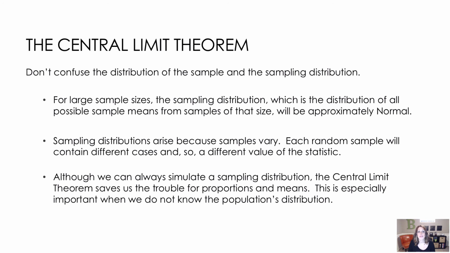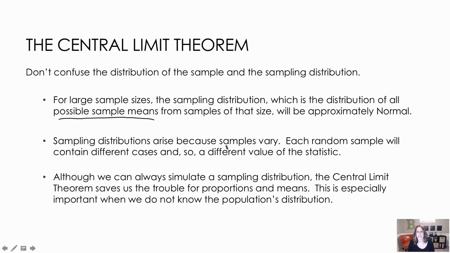So just a couple of pitfalls before we move forward and actually do some practice with this. And again, once we start to do some practice, it should make a little bit more sense to you if it's not quite coming together for you yet. But what we're basically saying is, for large sample sizes, the sampling distribution, which is the distribution of possible sample means or proportions from samples that size, will be approximately normal. So again, we're not talking about the population distribution, but the sample distribution.